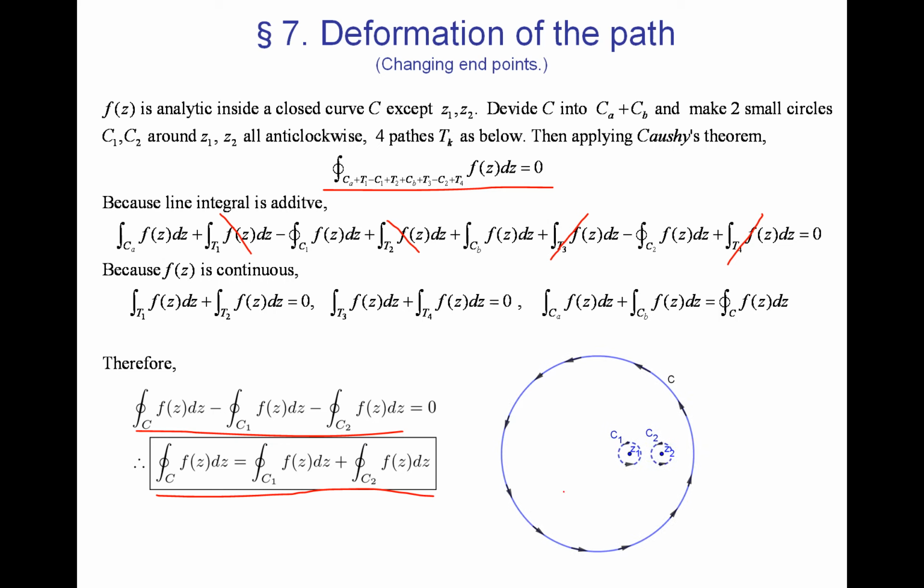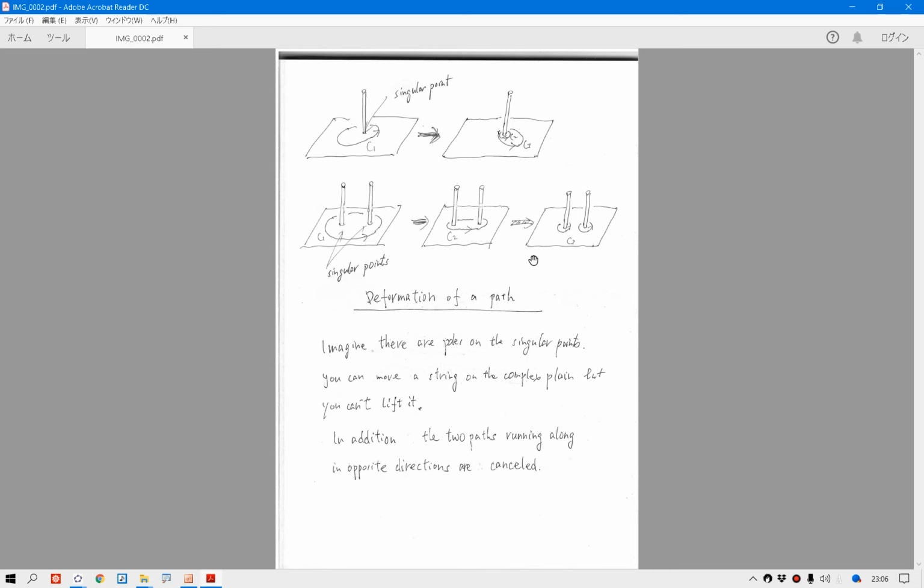So we can deform the path as long as it doesn't cross singular points. It's like a string. As long as you don't cross the singular points, you can deform the path as much as you like. Okay? This is called the deformation of the path. Let me explain this way, because this is very important.